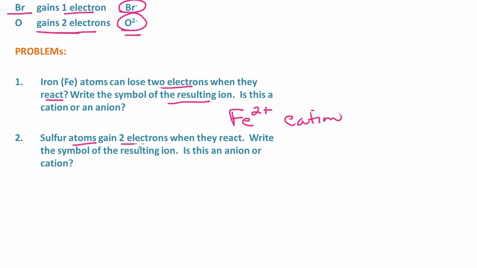Sulfur atoms gain 2 electrons. Write the symbol of the resulting ion. If sulfur gains 2 electrons, it will have a -2 charge. This is the symbol. And of course, because it's a negatively charged ion, this is an anion.